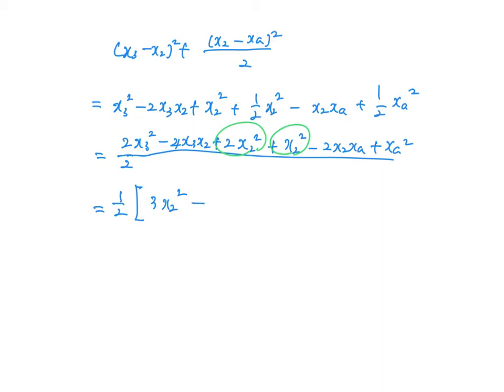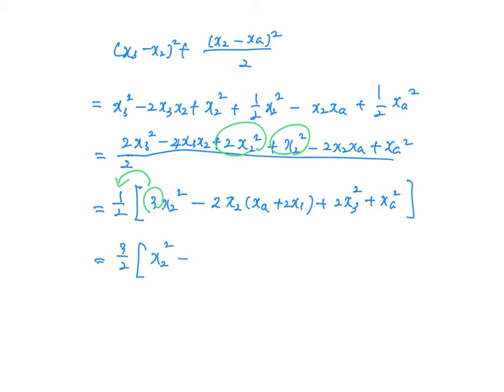Minus 2x2 xa plus 2x3 plus 2x3 square plus xa square. And you can put 3 out of this integral, this parenthesis. So 3 over 2 x2 square minus 2 over 3 x2 (xa plus 2x3) plus 1 half xa square plus 2 x3 square.